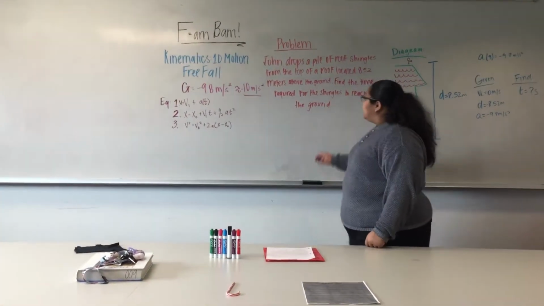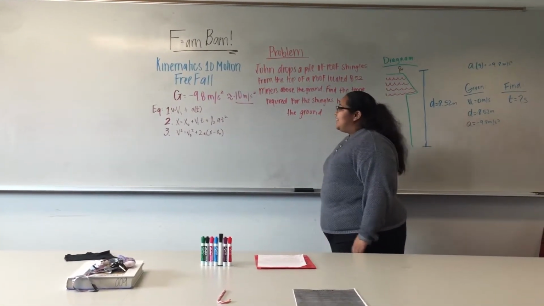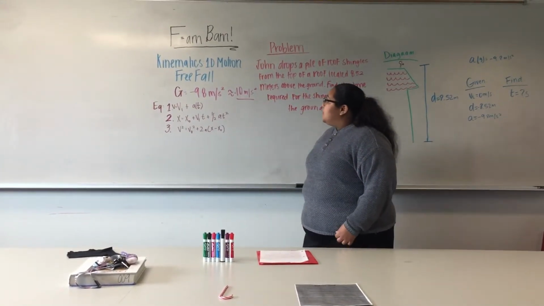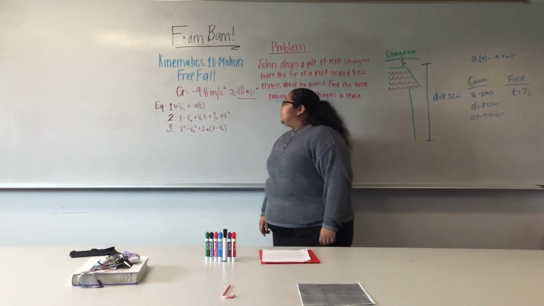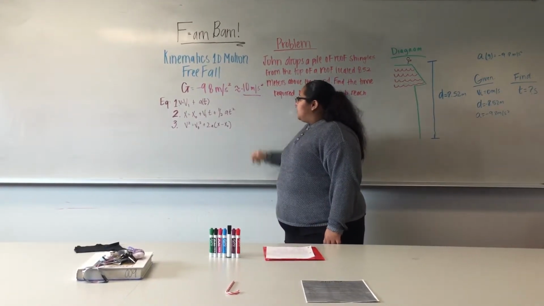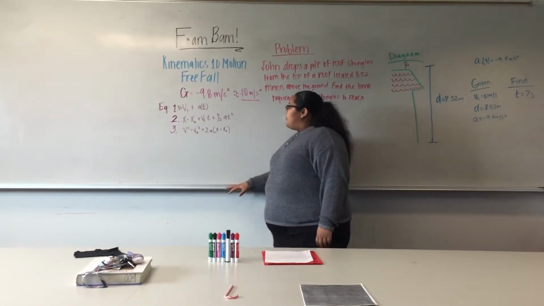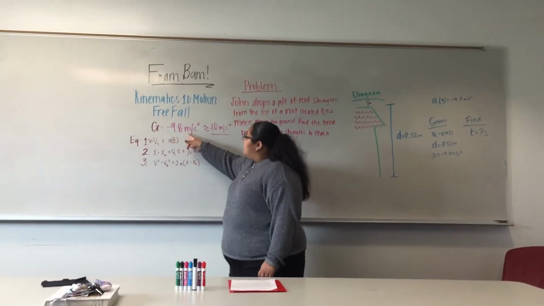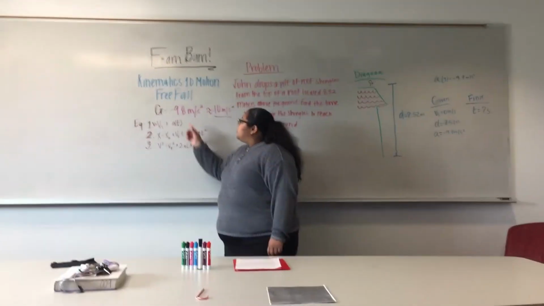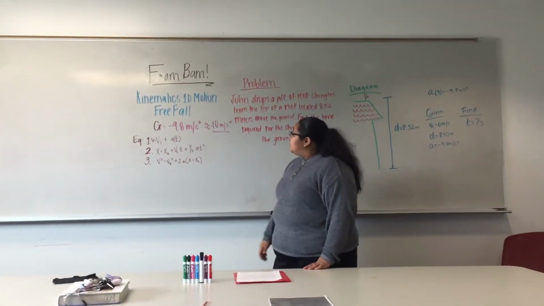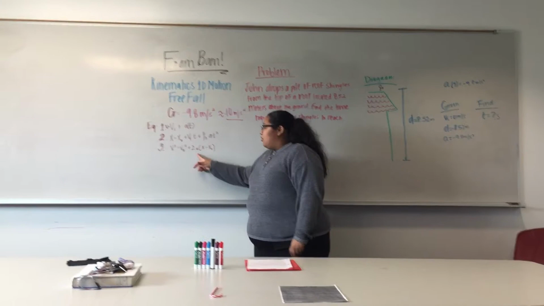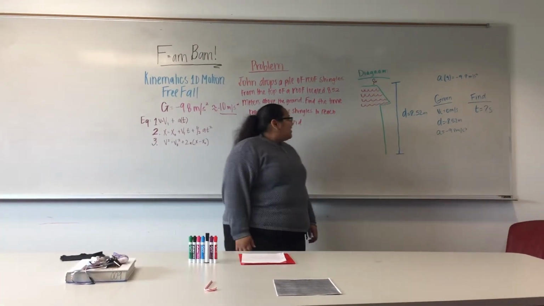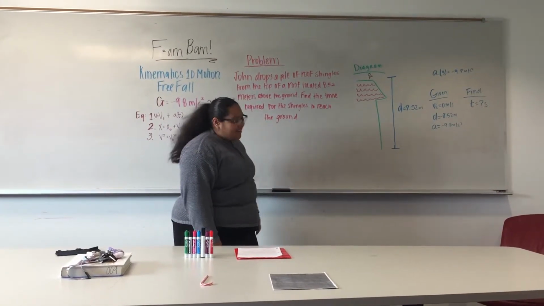Alright, these are the equations that are used to find anything relative to kinematics, and since free fall falls under kinematics, you can use any of these equations, and for all of these, your acceleration will always equal your g, which is negative 9.8 meters per second squared, or you can use 10. Always equals that. Alright, moving on to the problem that we have here on the board.